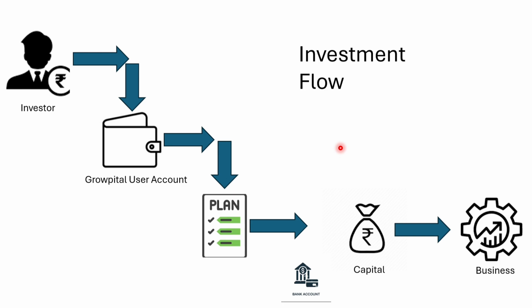So before we understand the way the payout plan would work out, we must first understand how the investment flow went about when we invested in Growpital. So here are the important actors and concepts in the system. Naturally we had the investors, which are us, and we used to deposit money on the Growpital website, and the money used to be logically shown into what I call a Growpital user account.